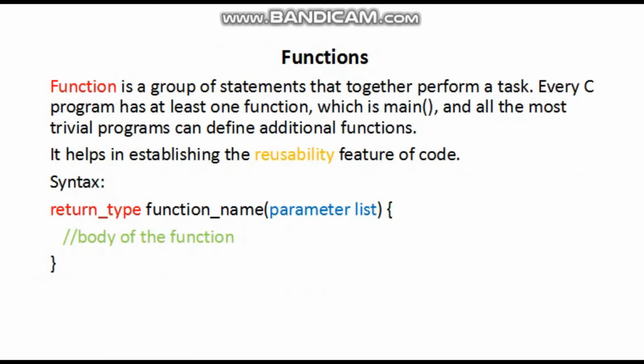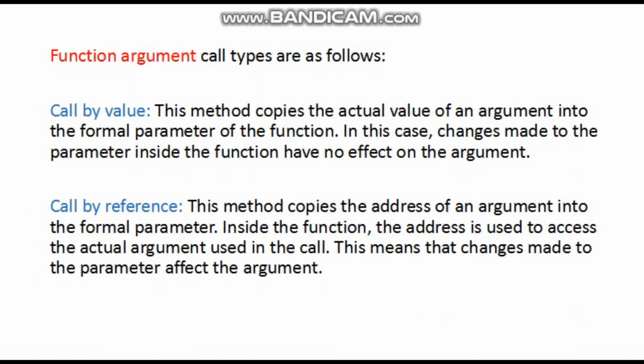Functions. A function is a group of statements that together perform a task. Every C program has at least one function, which is main, and all the most trivial programs can define additional functions. It helps in establishing the reusability feature of code. Function argument call types are as follows.